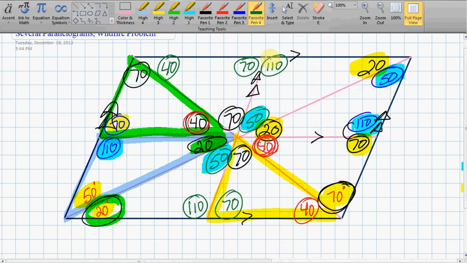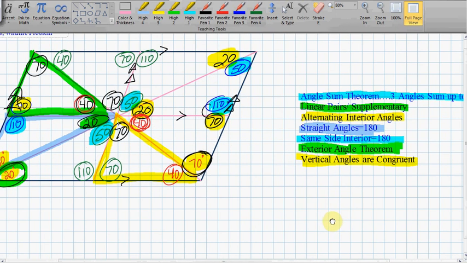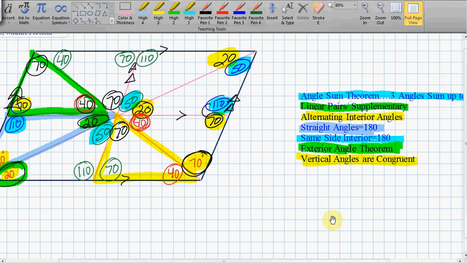We have so many different concepts in geometry all rolled in together. Maybe you can see them now, this list of concepts in relationship to the picture. We have the angle sum theorem everywhere. We've seen linear pairs. We have seen, what else? We've seen tons of alternating interior angles. We see several straight angles here. Same side interior. I'm just going to showcase one same side interior here.